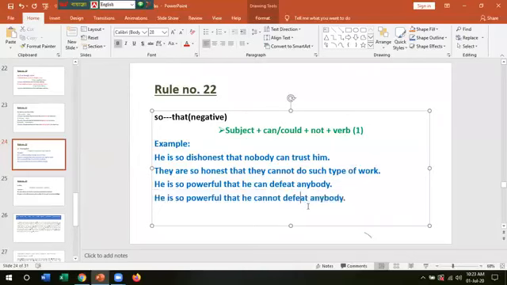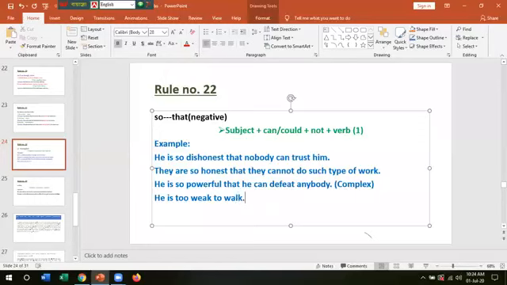You know, for transformation, when we do it in transformation, how will you make it a simple sentence? Who can answer? He is so powerful that he can defeat anybody. This is a complex sentence, right? Who can make it simple? He is too powerful to defeat anybody. No. If you write he is too powerful to defeat anybody, then the meaning becomes he is so powerful that he cannot defeat anybody.